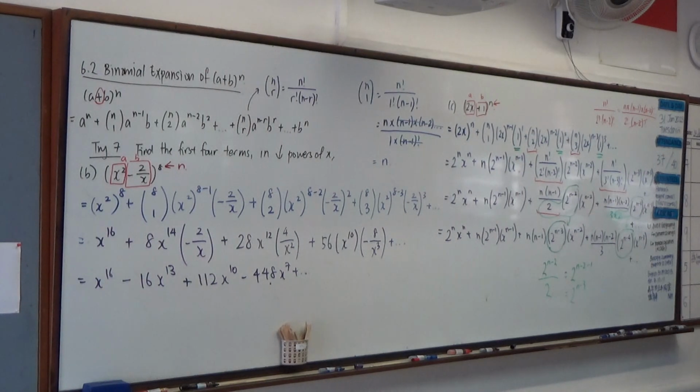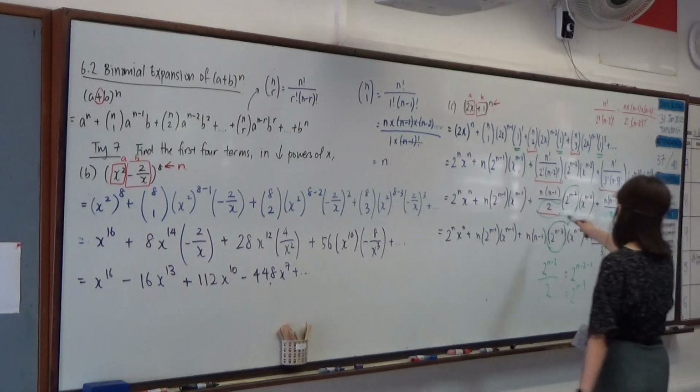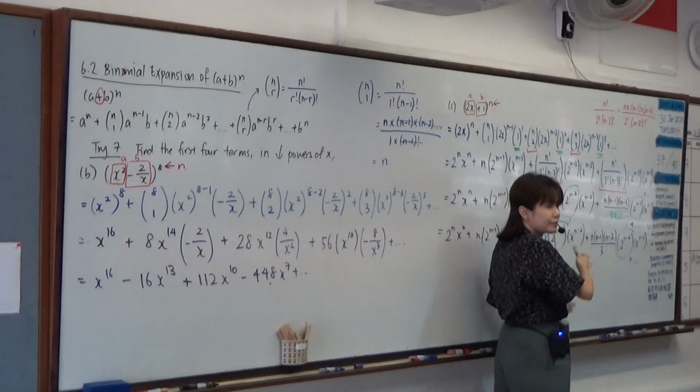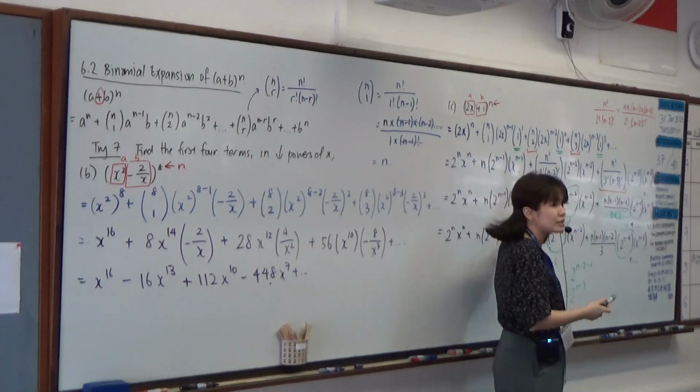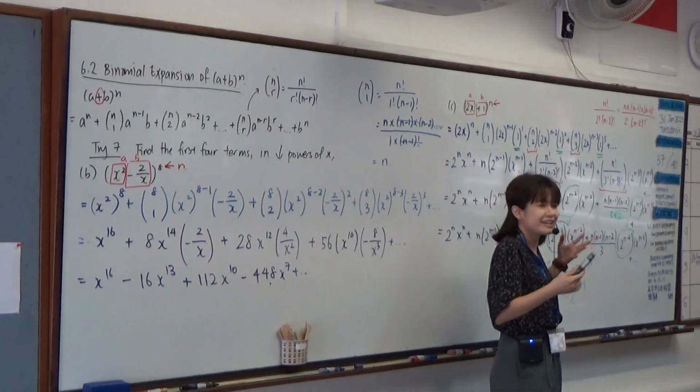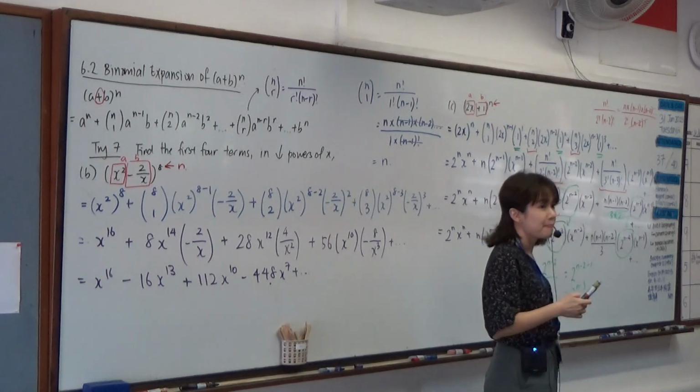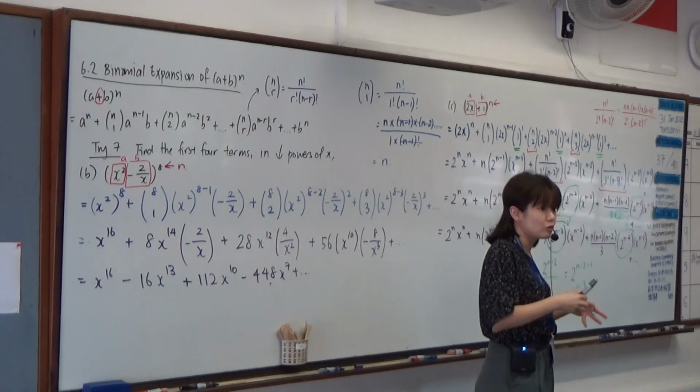Anything else? Yes. Why is it divided by 2? This one here. How did these 2 come about? Because 2 factorial is 2 times 1. Then why do I group it together?